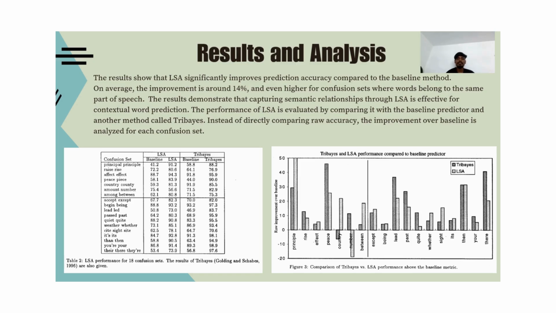At the same time, we can also see that Tribase outperforms LSA in certain confusion sets, particularly those involving grammatical distinctions. So overall, both the table and the graph together demonstrate that LSA is an effective method for contextual word prediction, and it significantly improves performance over the baseline by capturing semantic relationships. Even though it may not always perform as well as models that explicitly incorporate syntactic information.